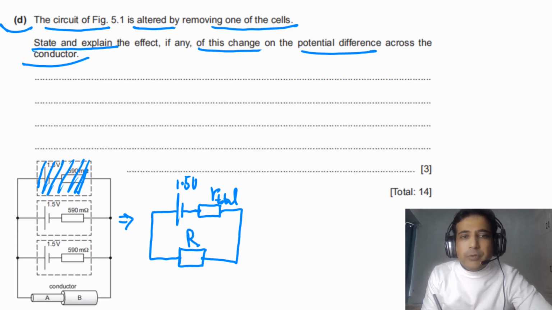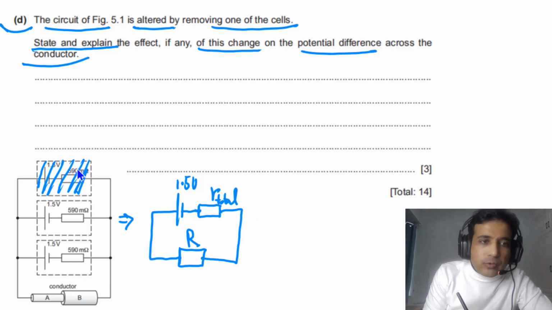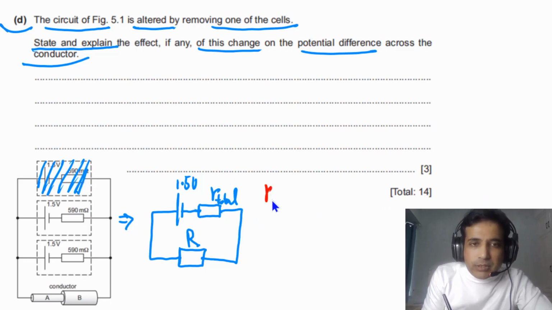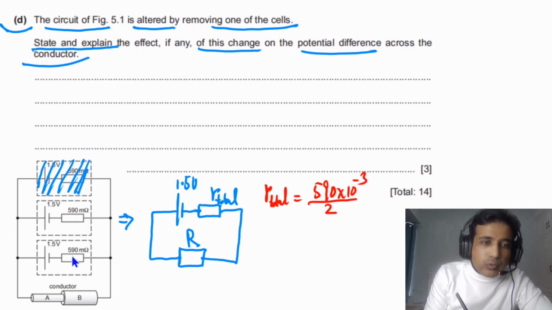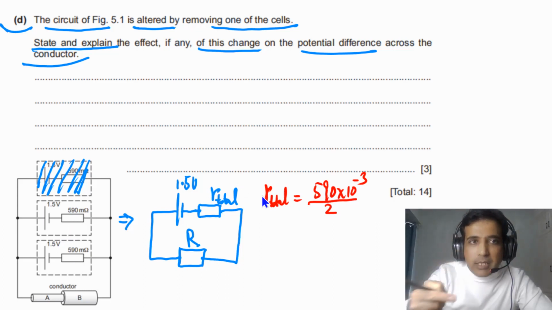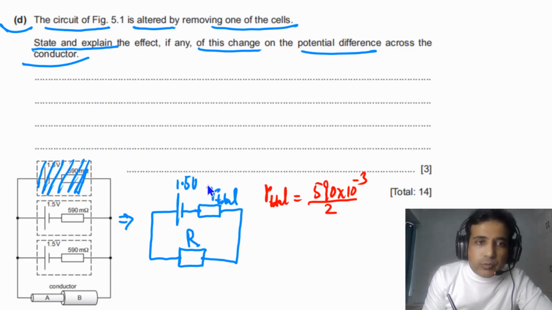Now we need to understand what is the effect of removing this one cell on internal resistance. So in this case, R total will be equal to 590 milliohms divided by 2 now, because we have only 2 cells connected in parallel. So in this case, this R total has been increased as compared with the last part. So we will say R total increases.